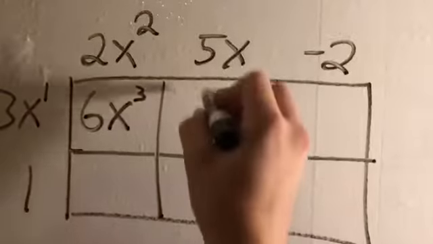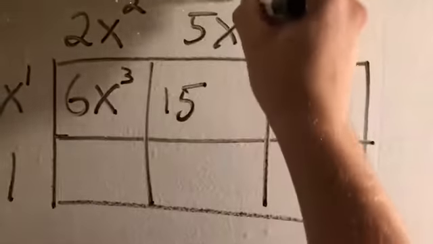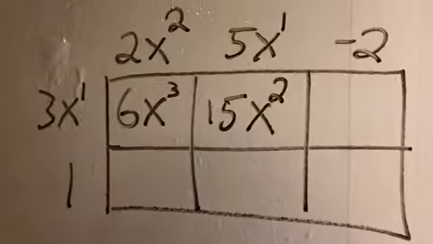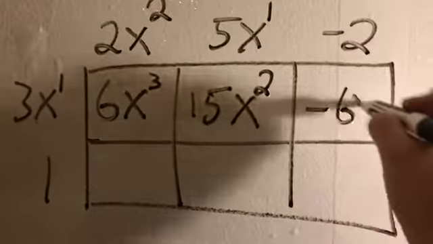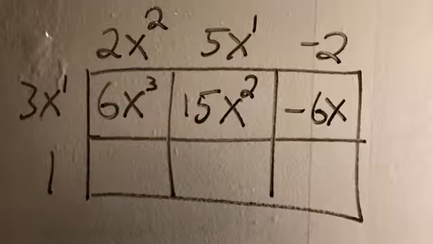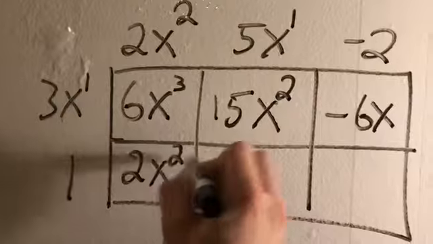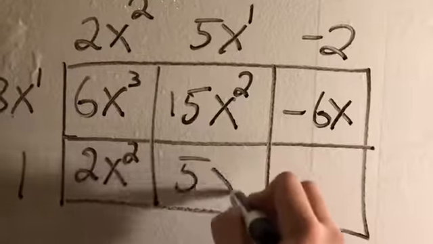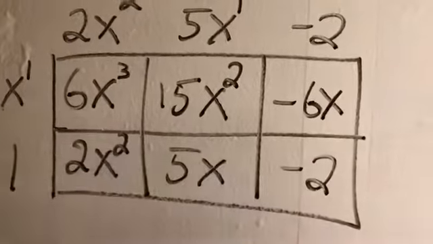5x times 3x, 5 times 3 is 15. And then when we multiply, we add the exponents that are on the same variable. So that's x squared. 3x times negative 2 is just negative 6x. 2x squared times 1 is just itself, 2x squared. 5x times 1 is just 5x. Negative 2 times 1 is just negative 2.